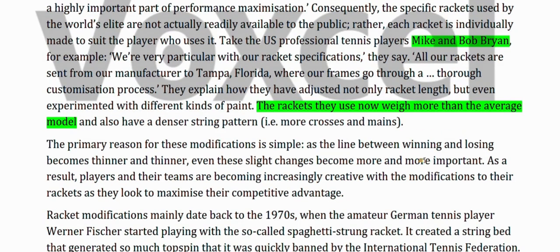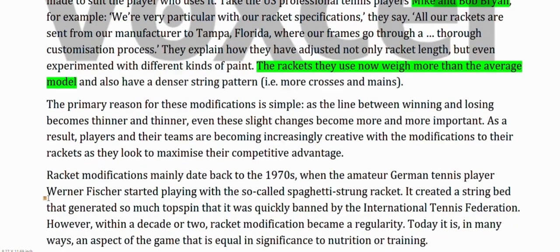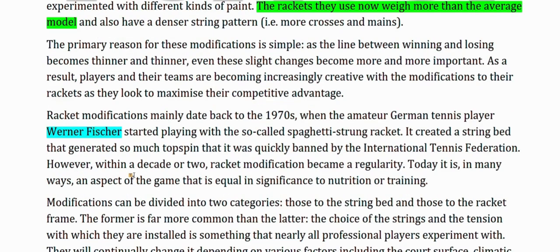Okay, there is no information of Werner here. No information of Werner. Okay, here it is written. Werner Fischer. Racket. Okay, so now we will read carefully. Racket modification mainly date back to the 70s when the amateur German tennis player Werner Fischer started playing with the so-called spaghetti strung racket. So here is our information.